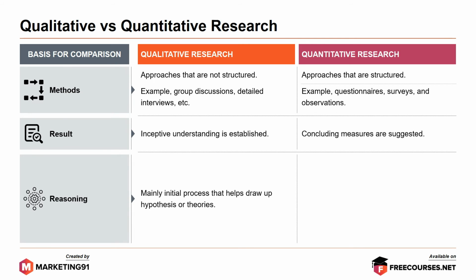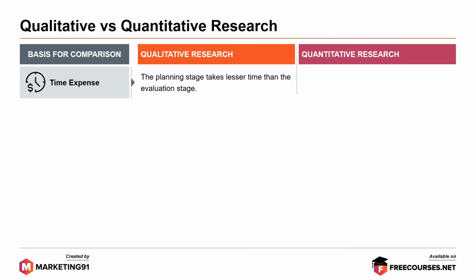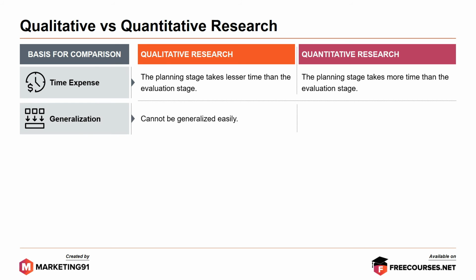Reasoning: many initial processes that helps draw up hypotheses or theories in case of qualitative research. In case of quantitative research, mainly derivable process that is used to evaluate pre-established notions, hypotheses, and formulations that draw up the theory. Next, time expense. Qualitative research, the planning stage takes lesser time than the evaluation stage. In case of quantitative research, the planning stage takes more time than the evaluation stage. Generalization: qualitative research cannot be generalized easily. Quantitative research can be generalized easily.